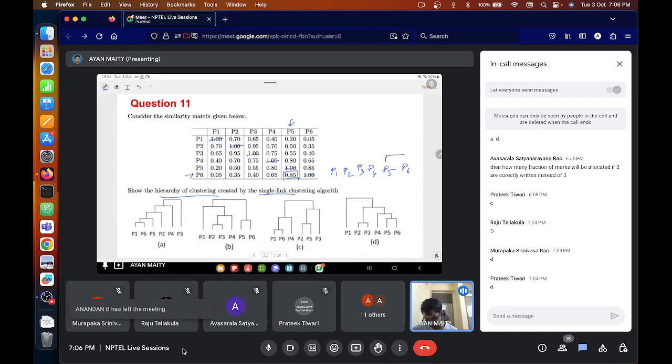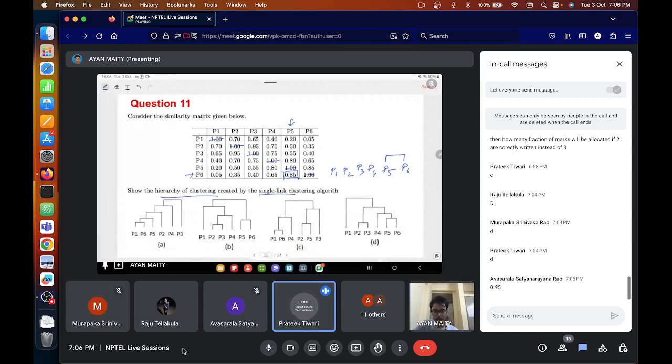So first we have to merge P5, P6 because these two are the most similar points. P2, P3 is... oh sorry, this 0.95 is already there. So 0.95 is the highest similarity in this matrix, so P2 and P3 would be merged first. After 0.95, the second highest similarity value we can find is, I think, 0.85. So now P5 and P6 would be merged.